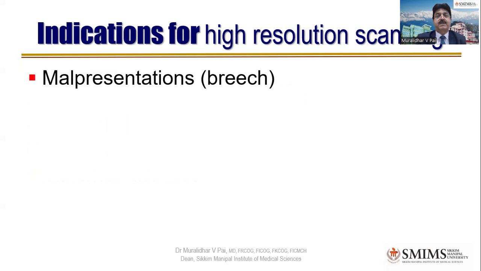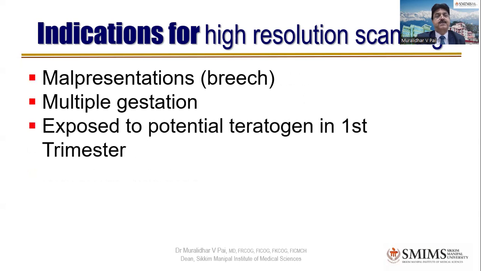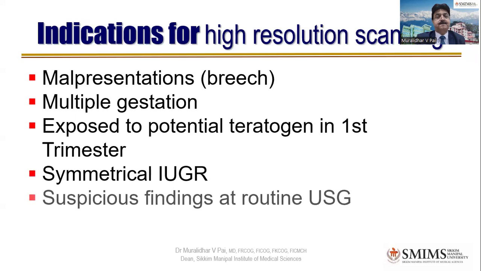Other ones are malpresentations. As I told you, malpresentation can be because of the anomalies in the uterus as well as anomalies in the baby itself. So that is breech. Multiple gestation will again run a risk of a whole lot of problems, especially TTTS, TRAP syndrome, all those things you can make out. Exposed to potential teratogen in first trimester. And symmetrical IUGR, as I said, intrinsic factor.